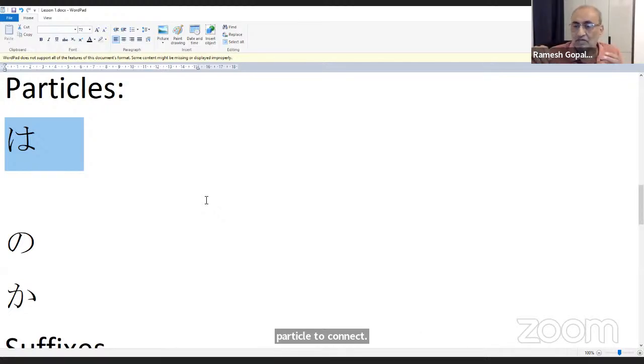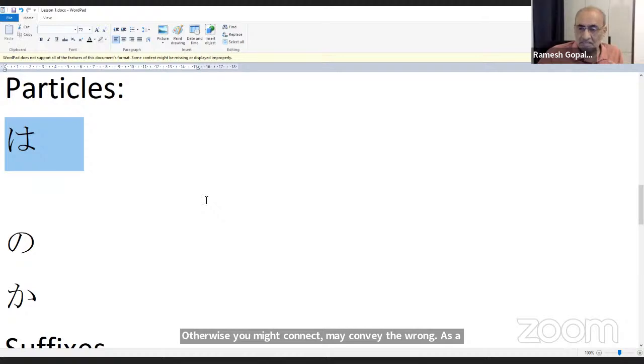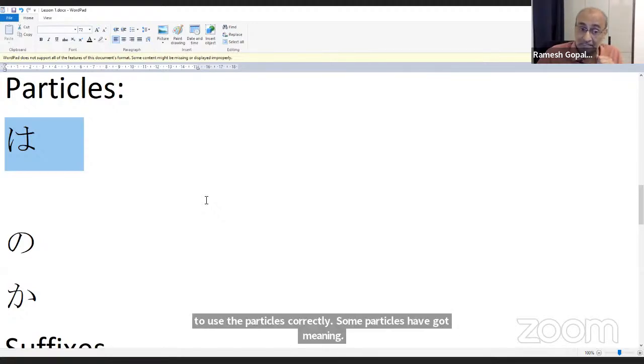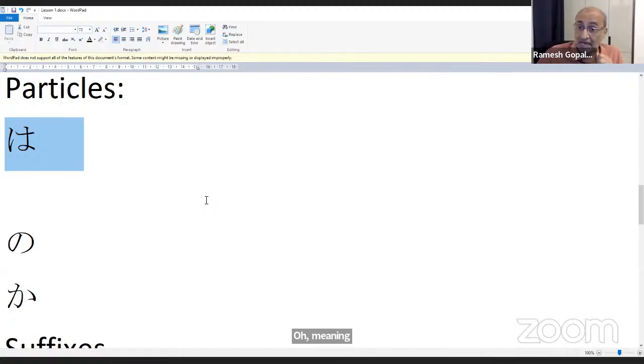That's it. Like you have prepositions, you have particles too. If you use them correctly, you convey the correct meaning. Otherwise, you may convey the wrong meaning. As a speaker, when you speak, somebody listens to you. He has to understand what you say. No? So you have to use the particles correctly. Some particles have got meaning, and some particles have a role to play, a function.